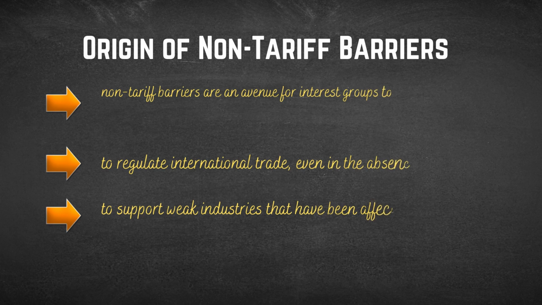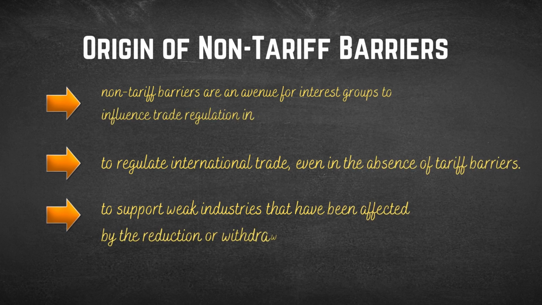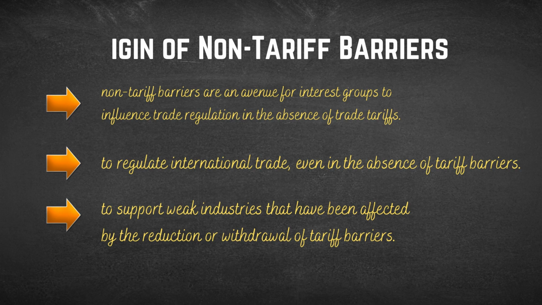Later, the industrialized countries switched from tariff to non tariff barriers for several reasons. One reason was to regulate international trade even in the absence of tariff barriers. It exempts certain countries from paying additional taxes on goods and instead created other meaningful non tariff barriers. A second reason for introducing non tariff barriers is to support weak industries that have been affected by the reduction or withdrawal of tariff barriers. And lastly, a final reason is that non tariff barriers are an avenue for interest groups to influence trade regulation in the absence of trade tariffs.